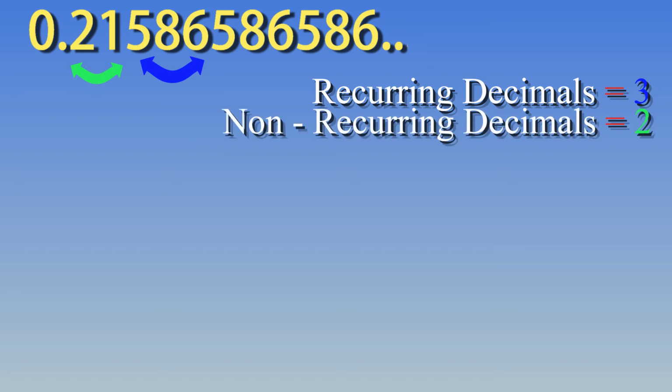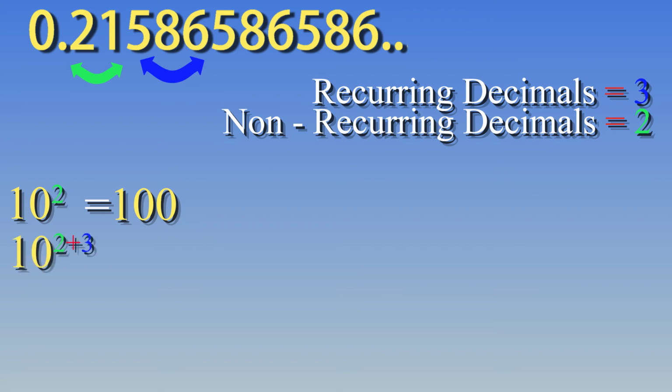For step 2, we create two powers of 10. First, 10 to the power of the number of non-repeating decimals, that's 10 to the power of 2, which equals 100. Then 10 to the power of the sum of non-recurring decimals and recurring decimals, and that's 10 to the power of 2 plus 3, which is 10 to the power of 5, which equals 100,000.